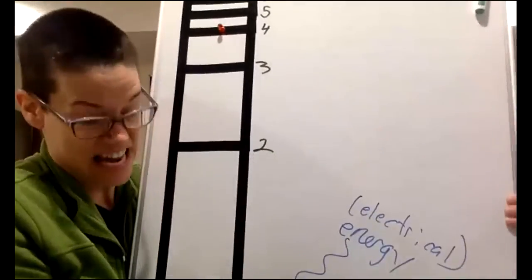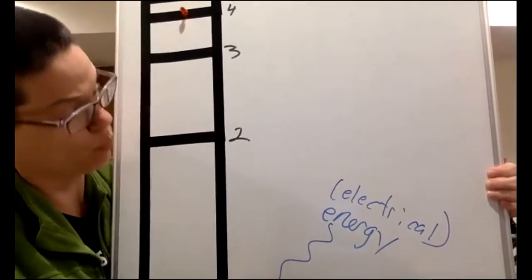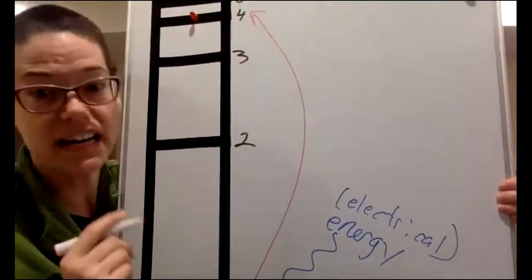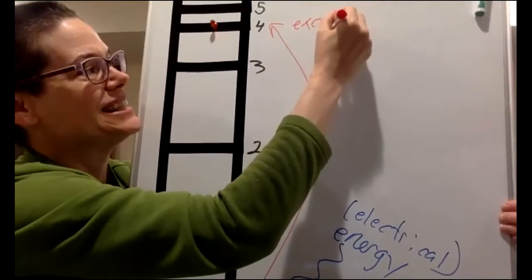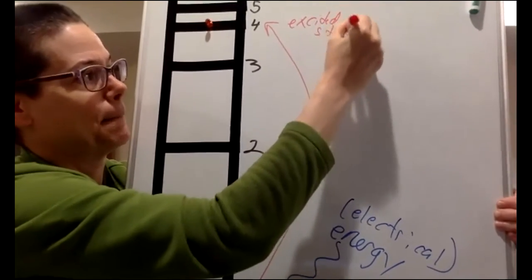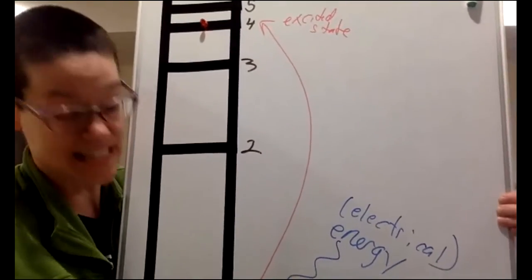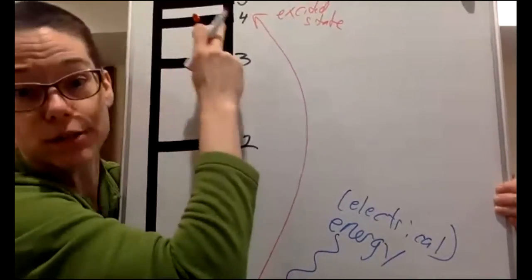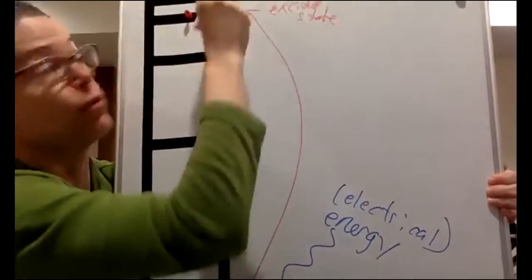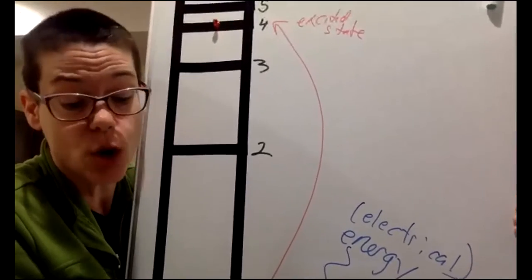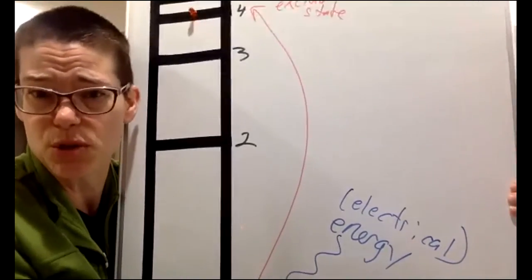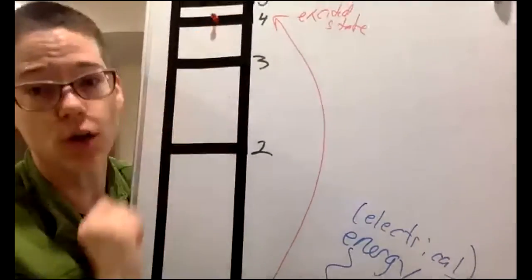So it jumps from 1 up to 4. Now it's in an excited state. It did not step 1 to 2 to 3 to 4. It went from 1 directly up to 4. It could go from 1 to 5. It could go from 1 to 6. It totally depends on how much energy it absorbed, but it went all the way up to 4.